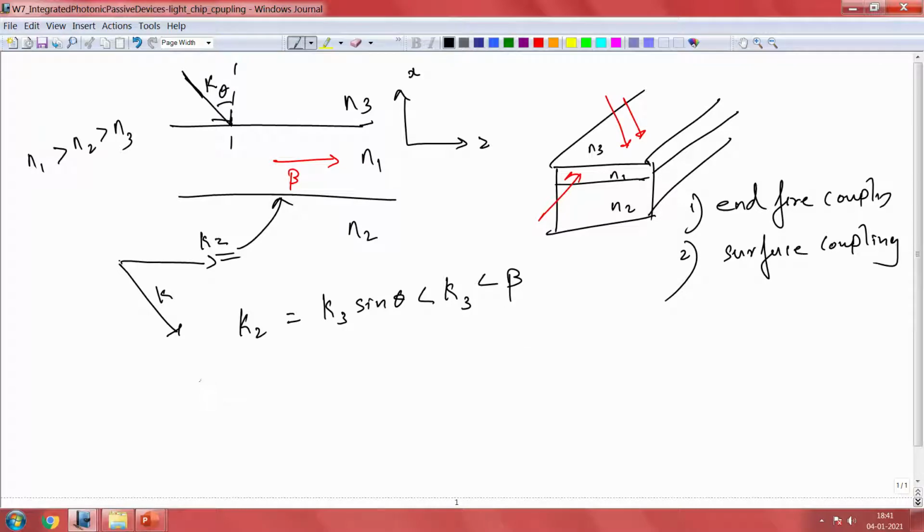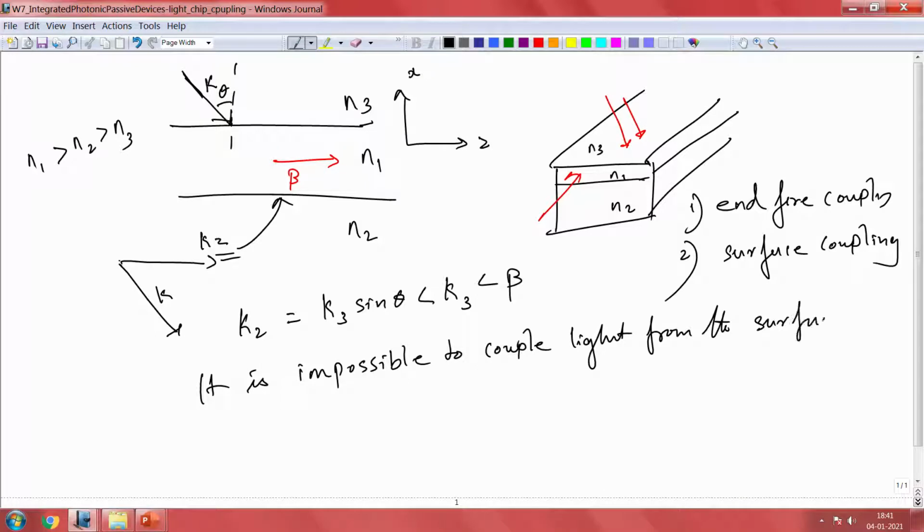So I can say here it is impossible to couple light from the surface into the propagating film or mode.